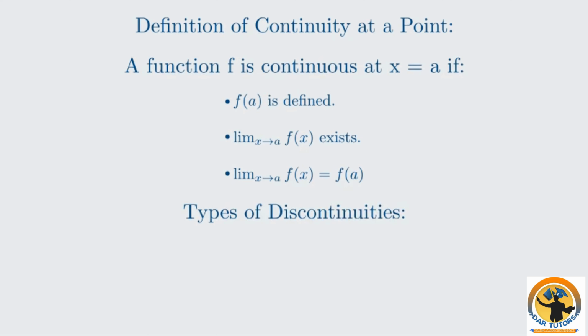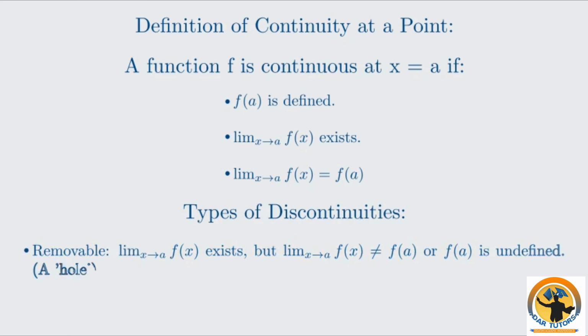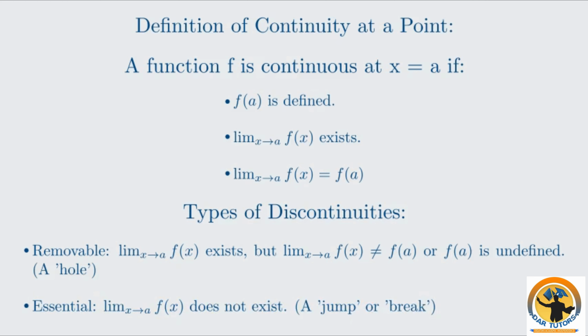There are 2 main types of discontinuities. A removable discontinuity occurs when the limit exists, but it's not equal to the function's value, or the function is undefined. This is often a hole in the graph. An essential discontinuity occurs when the limit does not exist, such as a jump or a vertical asymptote.